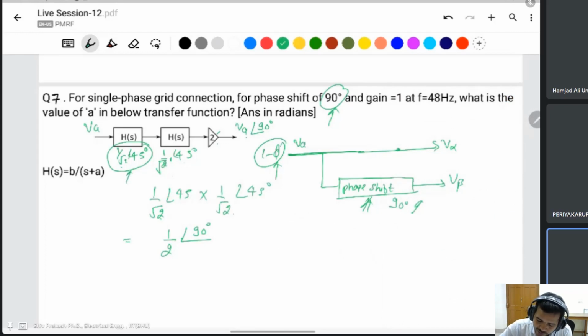This block is given as H(s) in the frequency domain, s plus A.